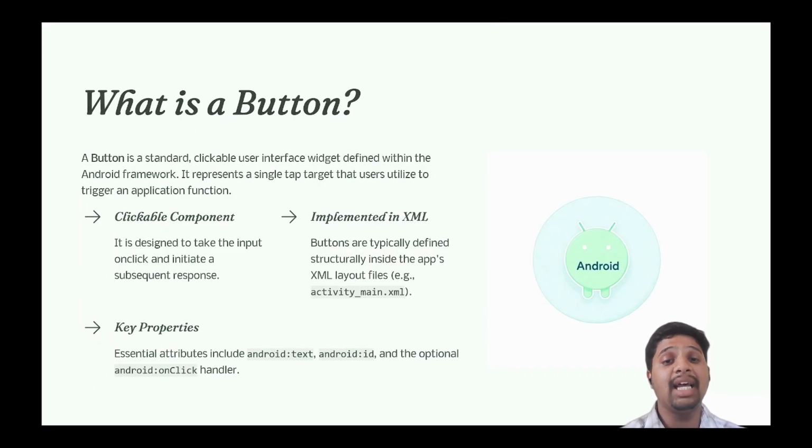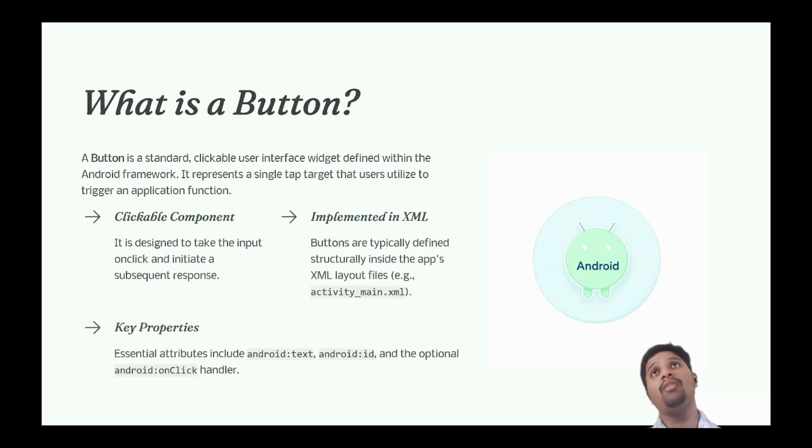So what exactly is a button? In Android, a button is a standard clickable UI widget that represents a single tap target. When a user taps it, it triggers a specific function in an application. Buttons are defined in an XML file, usually inside the activity_main.xml file.